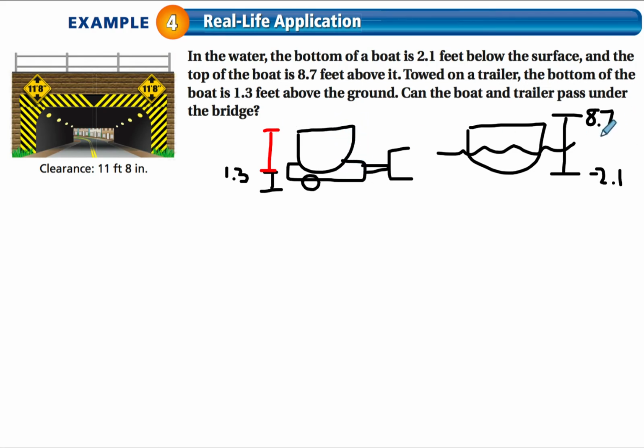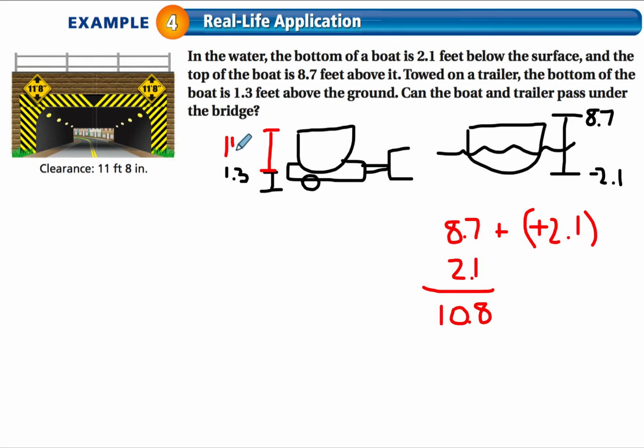To get the total size, we need to do some subtraction over here. We need to take the top of the boat, 8.7, and subtract the bottom of the boat, negative 2.1. And that will tell us how tall the boat is. The top of the boat minus the bottom of the boat. I see minus negative, so let's add the opposite. 8.7 plus 2.1, line up the decimal and add. They're both positive. We get 7 and 1's 8, 8 and 2's 10. So the boat is 10.8 feet tall. So this is going to be 10.8 feet.